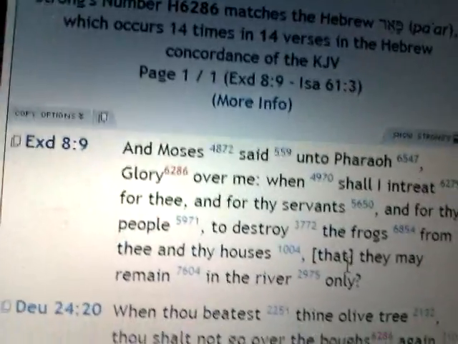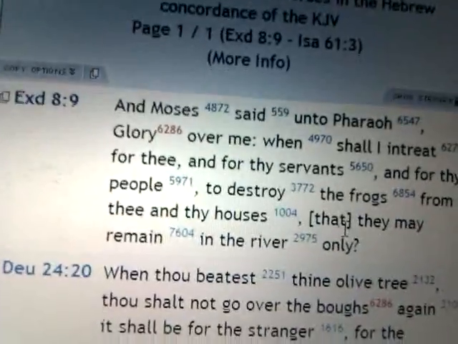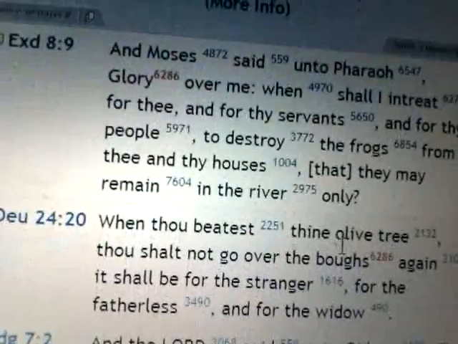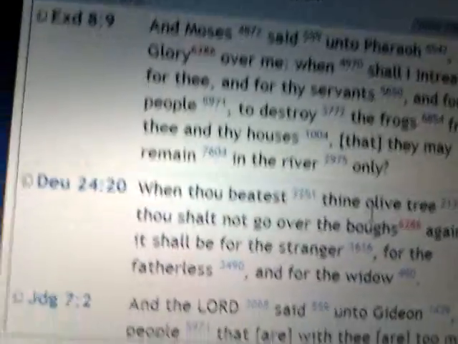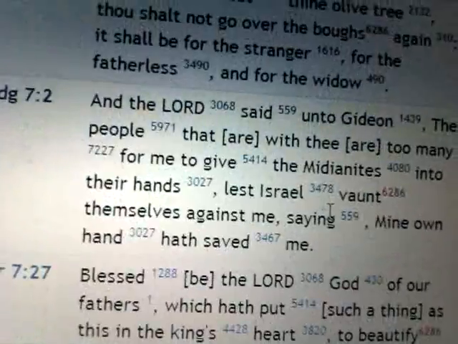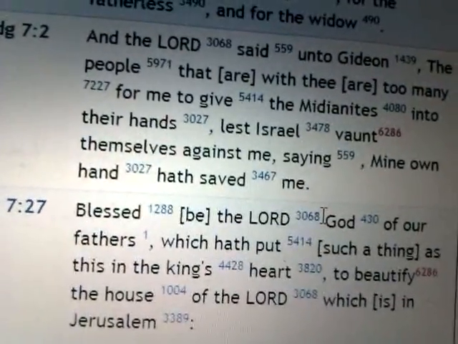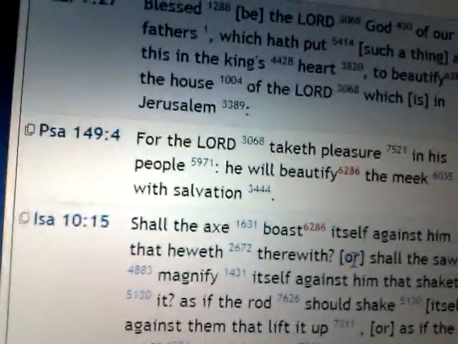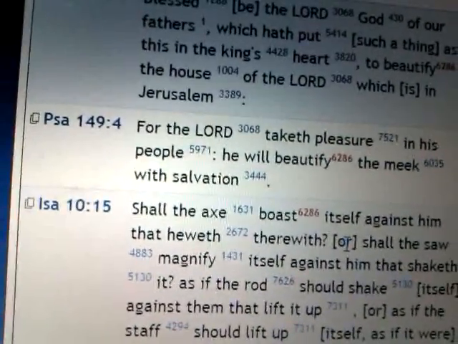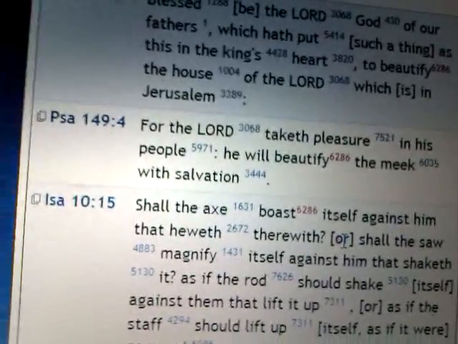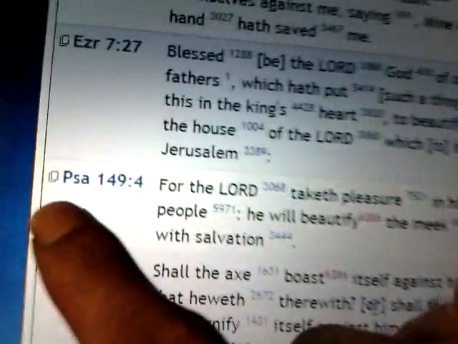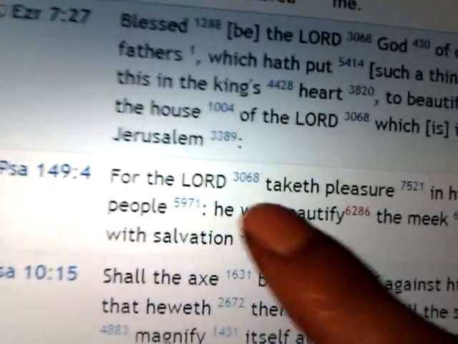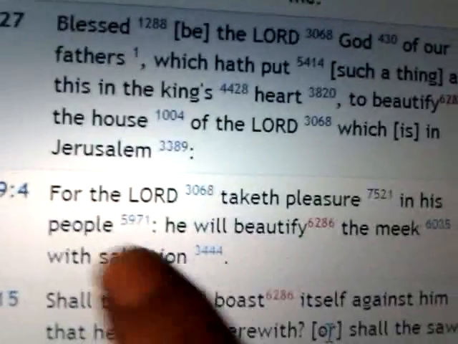Now, some of the links right here of Pa'ar, as we can see, is to glory. It's also to the boughs, you know, and we find that going throughout the scripture, you understand, even in certain prophetical senses, as we find in the Psalms, right here in the Psalms, it says, for Yahweh taketh pleasure in His what?